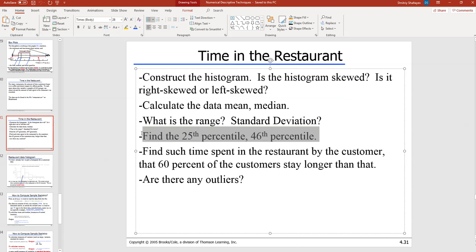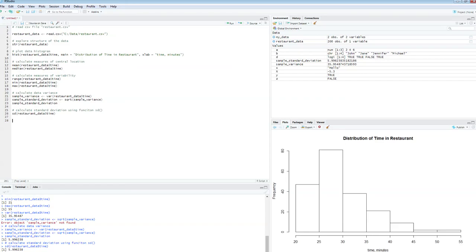Calculate the 25th percentile and 46th percentile. Let me show you a couple of tricks. Well, not tricks, but a couple of ways, right? So, as you understand, we're now done with measures of variability, and now we're moving to the third big part, calculate measures of relative standing.